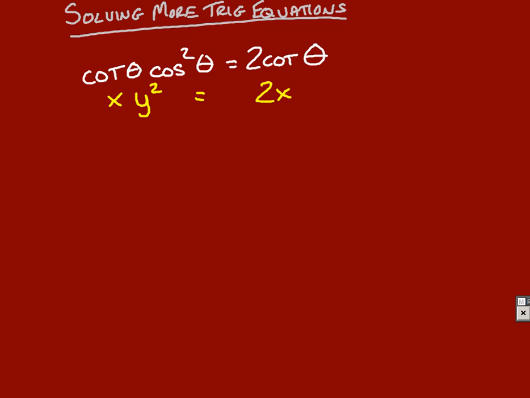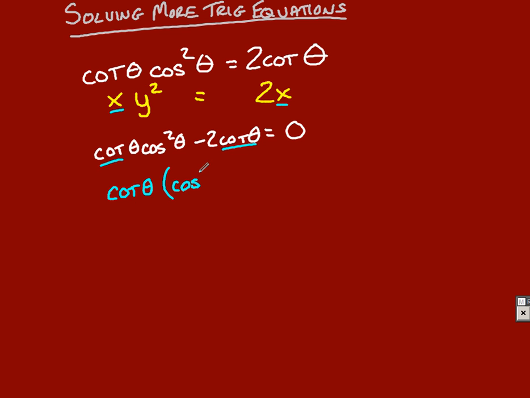Well, first of all, I want to get everything onto the same side of the equation. So I'm going to say cotangent theta times cosine squared of theta, and I'm going to subtract this 2 cotangent theta to bring it to the left and set it equal to 0. Now what am I going to do? Notice I have a cotangent in both of these terms, just like I would have an x in both terms in a regular equation. So I'm going to factor out that cotangent. What I'd be left with is a cosine squared theta from the first term and a minus 2 from the second term, still equals 0.